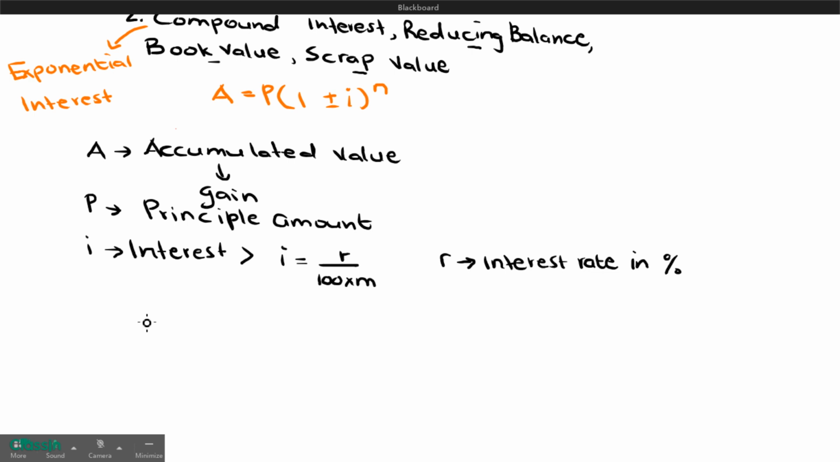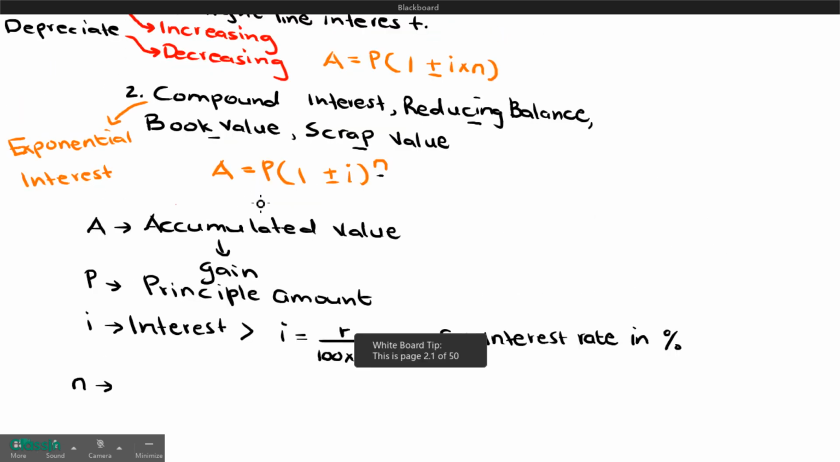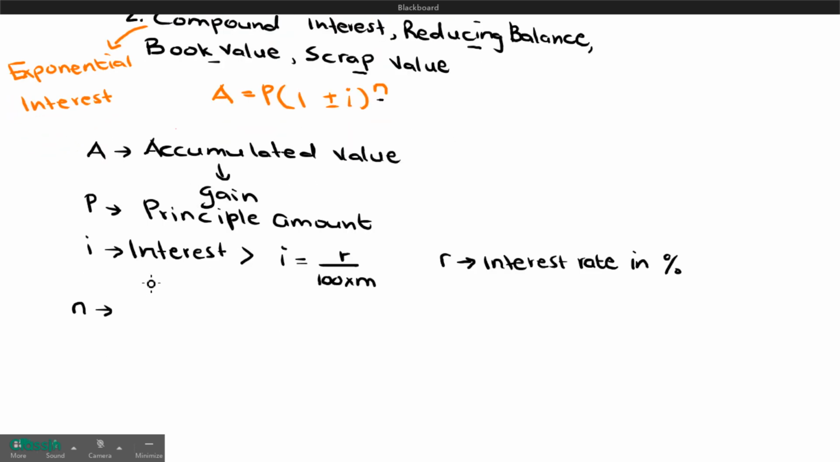Before M, let me talk about N. Because I want more on N. Even if you use the simple interest, you have N there. Now, N is the number of years. But N on its own, N is the formula that says T multiplied by M.